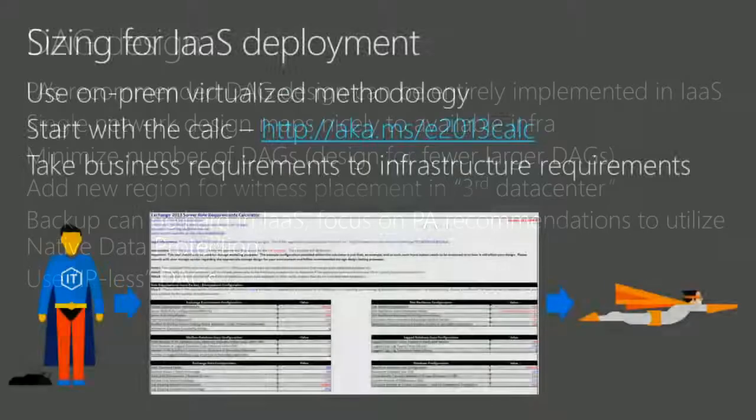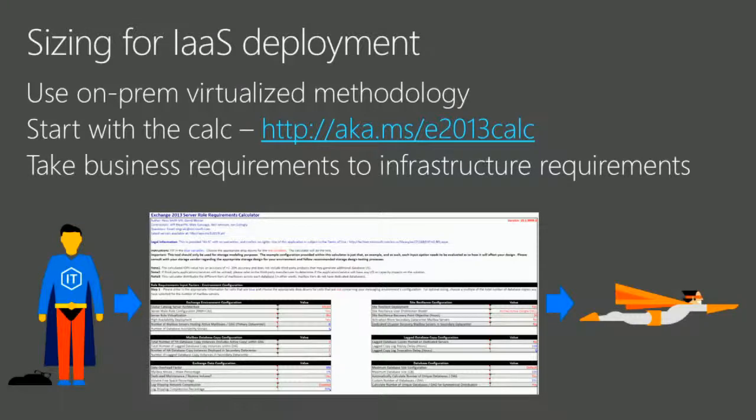And that's all I'll say about DAG design for now. So let's talk briefly about sizing. I mentioned we're going to use the on-premises virtualized methodology for sizing Exchange 2013. What does that mean? That means we start with the calculator, right? That's where we always start when we're sizing Exchange. Thank you, Ross, for creating the calculator. The calculator is just going to take our business requirements, turn them into infrastructure requirements, and from there we can move on to mapping those out onto the SKUs that are available.